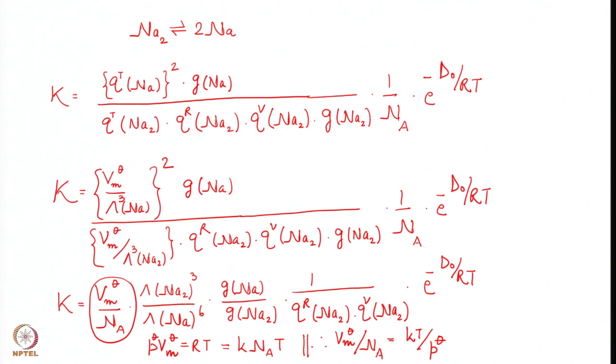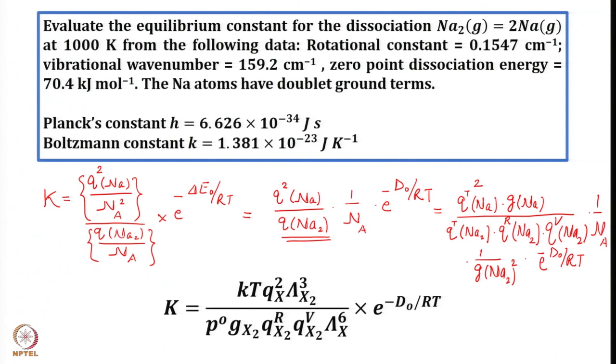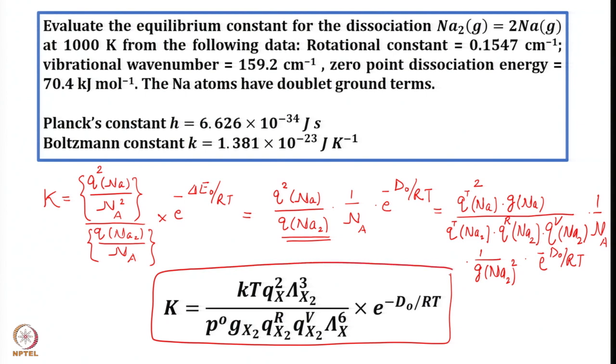K is a constant, T is a given temperature, P0 is 1 bar. That means you need not be given the volume. Once I substitute this KT by P0 over here, then I have KT by P0 into the ratio of the thermal wavelengths, the ratio of the degeneracies of the electronic ground state, and then I need the information about the rotational partition function, the vibrational partition function, and I also need the zero point dissociation energy. And that is what is written in this expression.